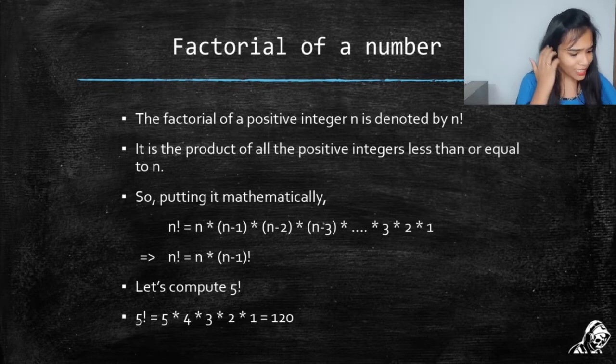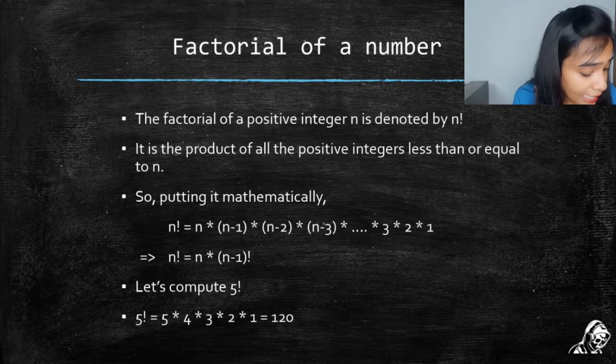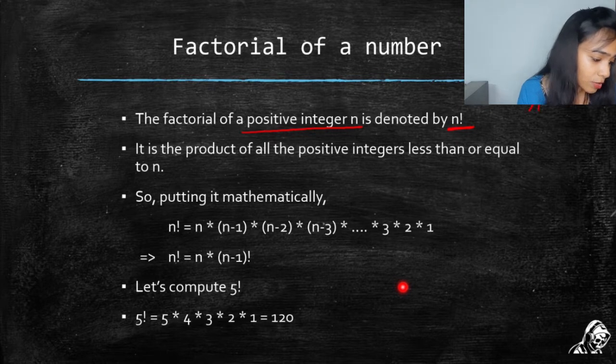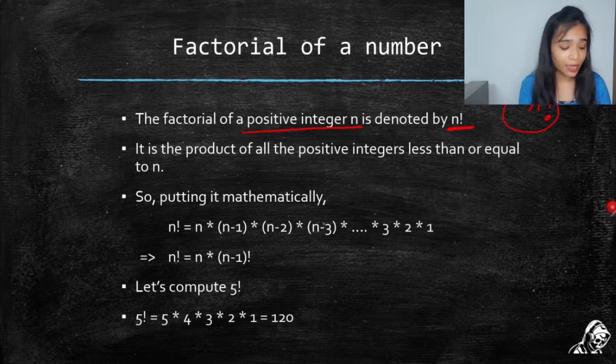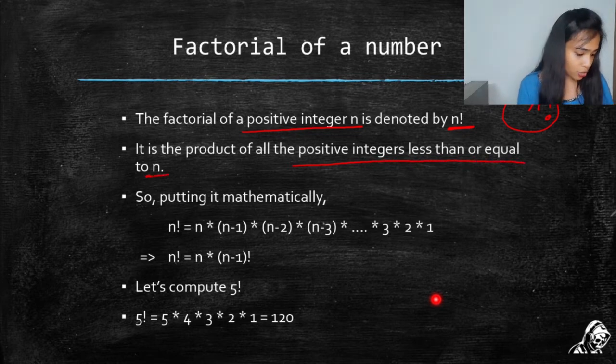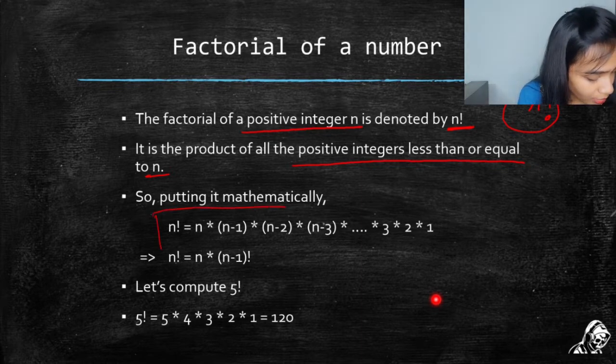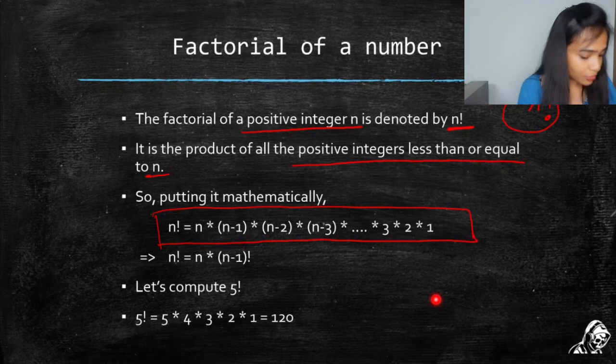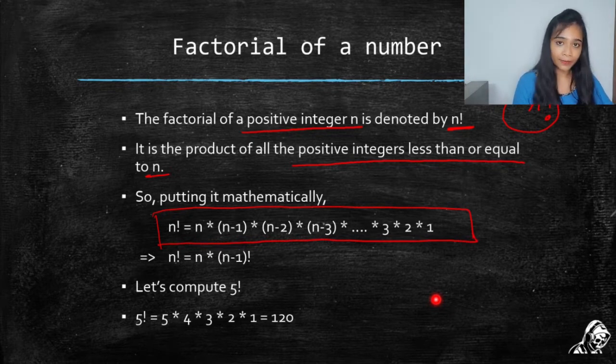All right, so what is a factorial? All of you must have an idea, because this is something which we have learned in mathematics long time back. Factorial of any positive integer n is denoted by n followed by an exclamation mark. So what is this n factorial? N factorial is nothing but the product of all the positive integers which are less than or equal to n. So if we put this definition mathematically, n factorial is n into n minus 1 into n minus 2 till 3 into 2 into 1.